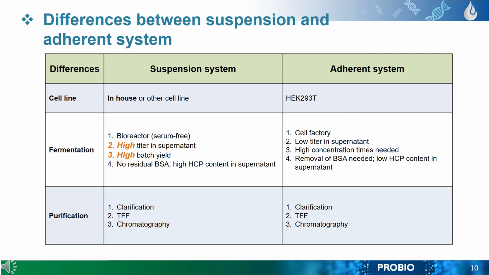To address these challenges of industrial-scale cGMP lentivirus manufacturing, many strategies use HEK293T derived cells that are adapted to grow in suspension with serum-free medium. This suspension system produces high titer in supernatant and a high batch yield, but the HCP is relatively high, which will pose challenges to the downstream process.